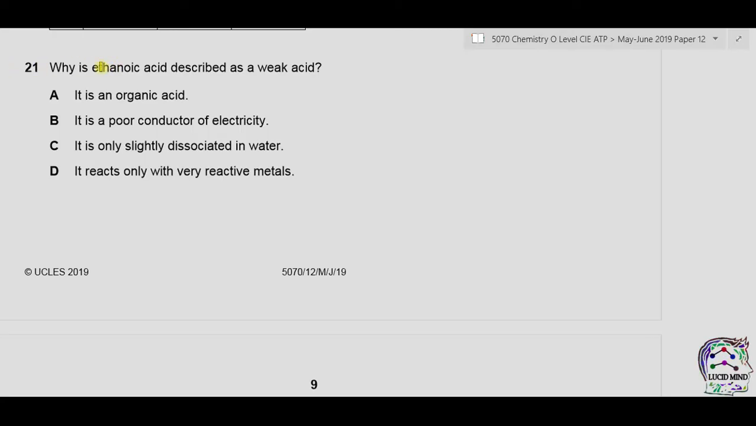Question 21. Why is ethanoic acid described as a weak acid? Now a weak acid is the one that is less dissociated into its ions upon dissolution. A. It is an organic acid. Now this is a true statement because ethanoic acid is an organic acid, but not all organic acids are weak acids, so therefore A is incorrect.